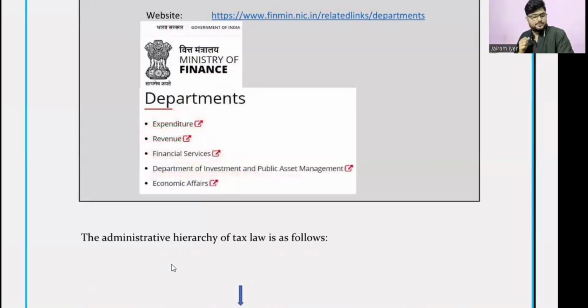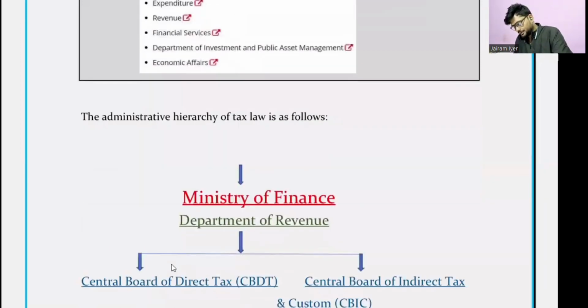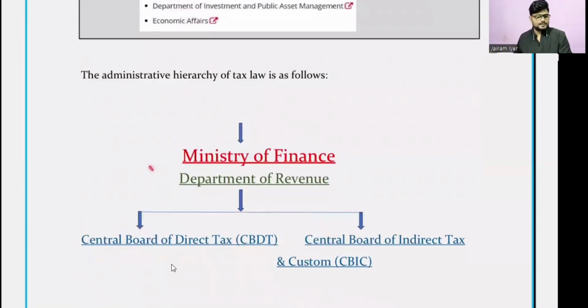Economic Affairs. Okay. Now, what do you think we are on to? What thing are we studying? Are we studying something related to expenditure or revenue or financial service or the Department of Investment and Public Asset Management or Economic Affairs? Then you can simply say, no, sir, we are reading something relating to revenue, because this is the way the government is going to earn. So under the Ministry of Finance, there is the Department of Revenue. This is what we are more concerned with right now.